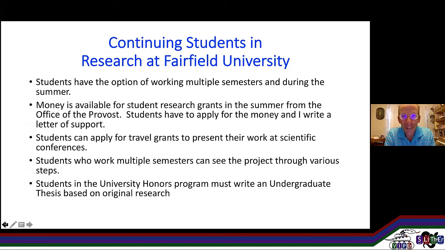All right. So at Fairfield, students have the opportunity to work multiple semesters, and a lot of students work for 2 or 3 years with a certain faculty member. There's money available for students to apply for research grants in the summer from the Office of the Provost. They have to apply for this money, normally in February, the summer before, and they need letters of support from the faculty member with whom they're going to work.